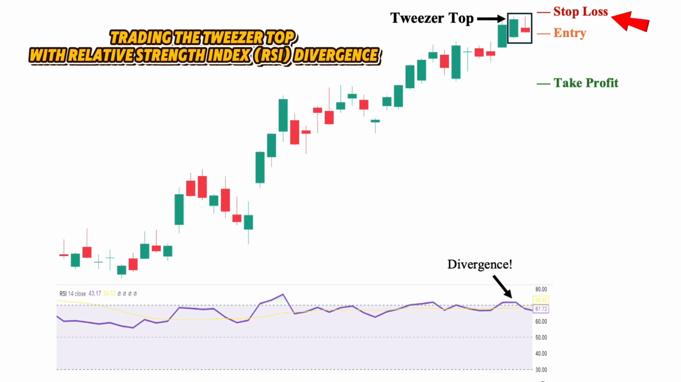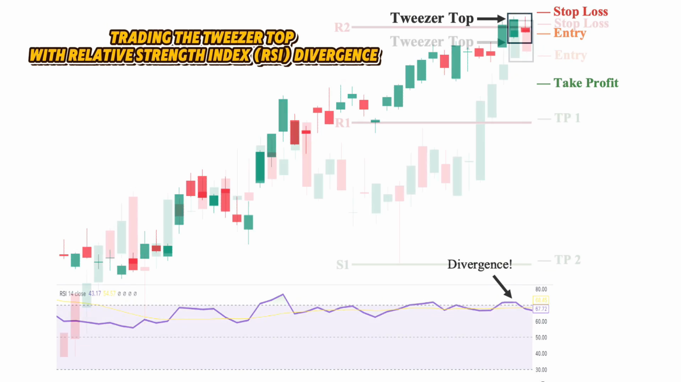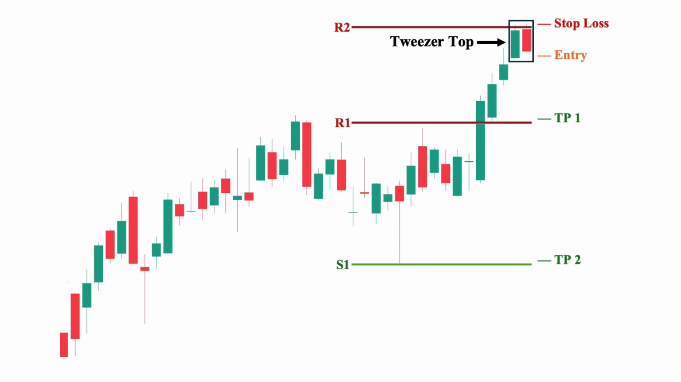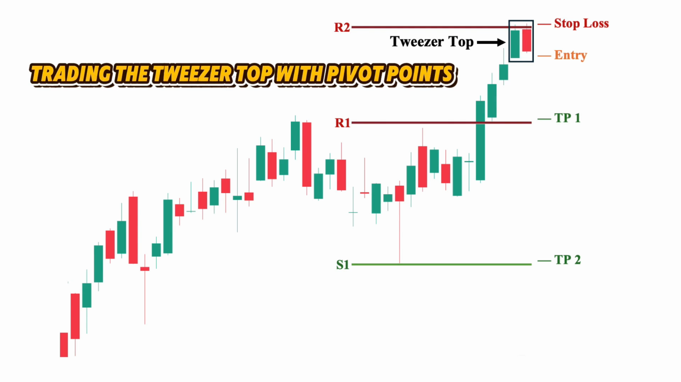And you can also set your take profit a few ticks above the nearest structural resistance level, which in this case is the uptrend's broken previous resistance level. For the trailing stop, sell if the price and RSI diverge once again. And the next strategy in today's topic, trading Tweezer top with pivot points.